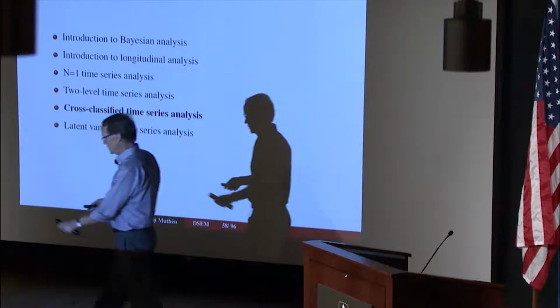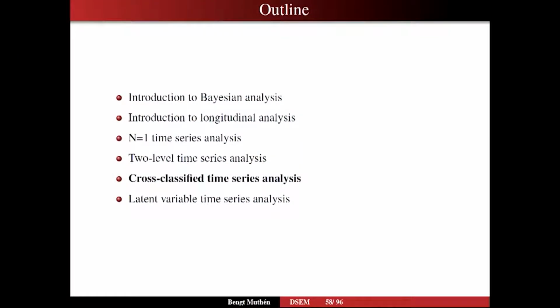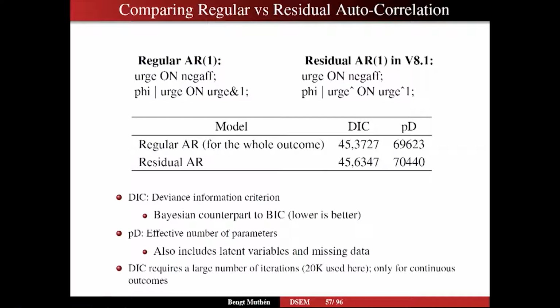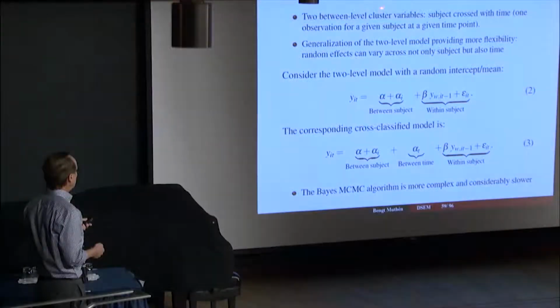So now we're going to get into a whole new topic that we haven't talked about at all before. And this is where the excitement starts, I think. So, cross-classified analysis, so we just go through the bullets here. That has two between-level cluster variables, subject and time.